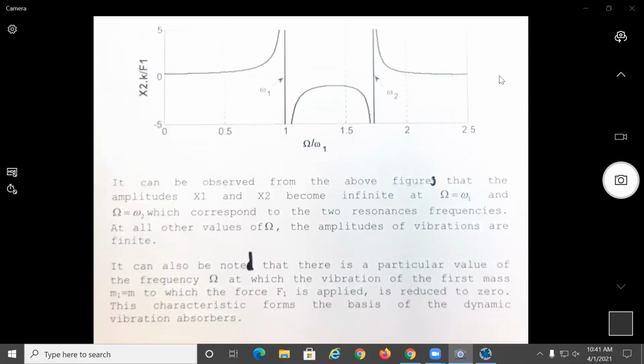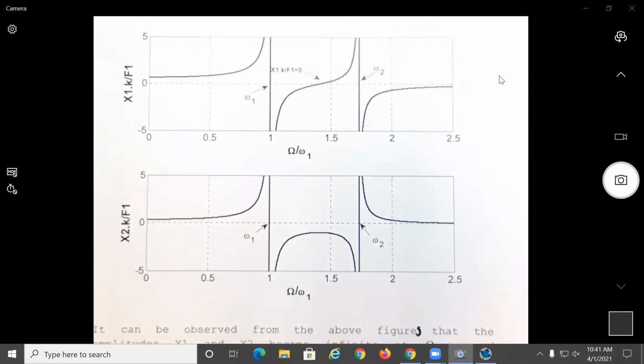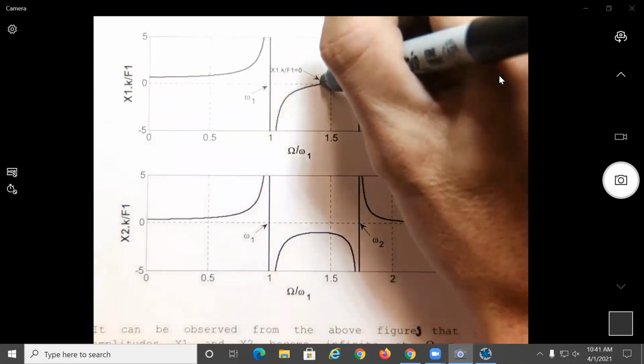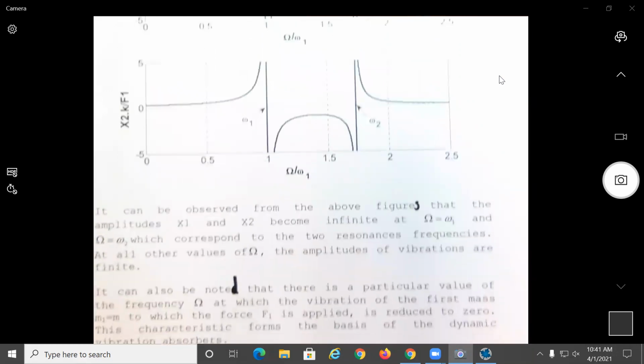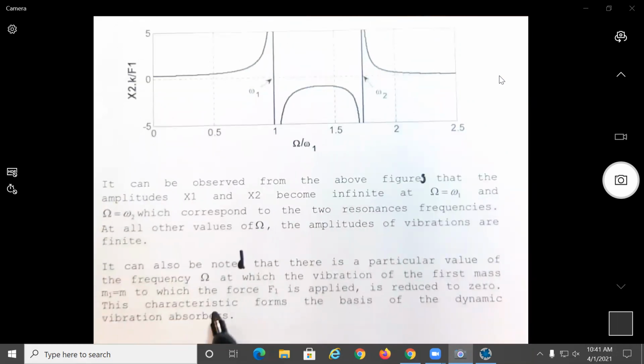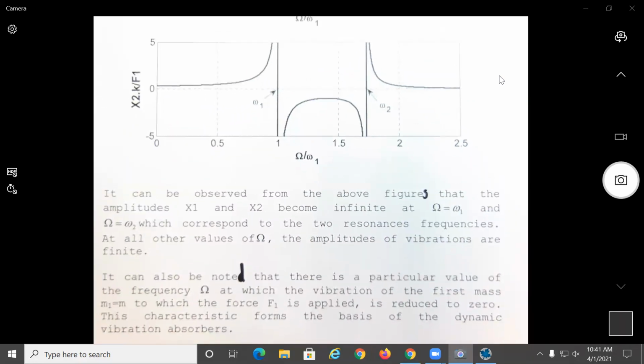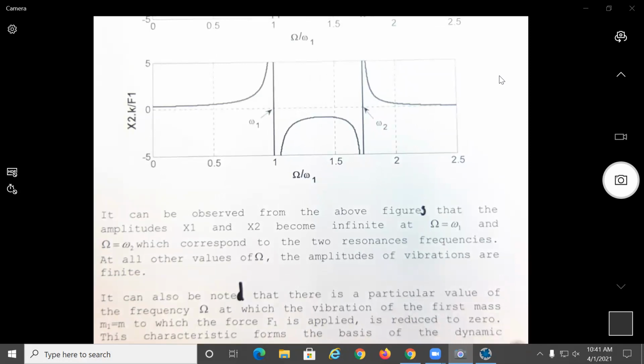Okay. All right. So what happened here to the motion of x1? Here at this point it's going to be 0, no? Which is what I just put over here, the vibration is reduced to 0. These characteristics form the basis of the dynamic vibration absorber. That is probably something we're going to do next.